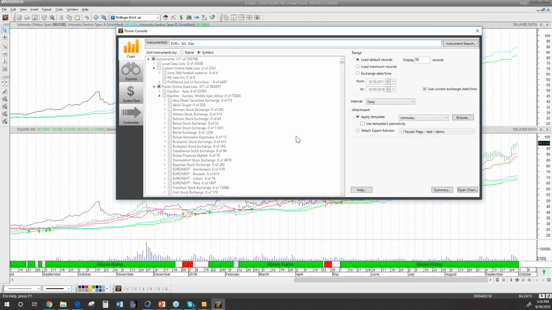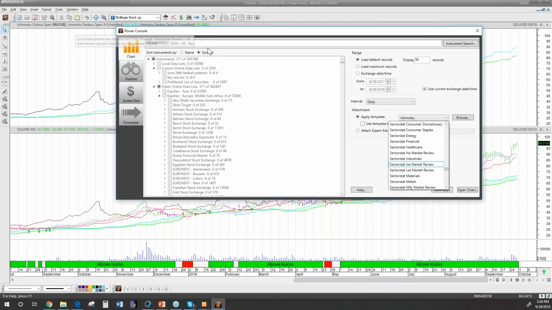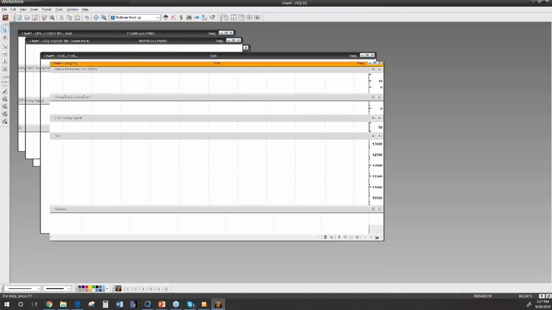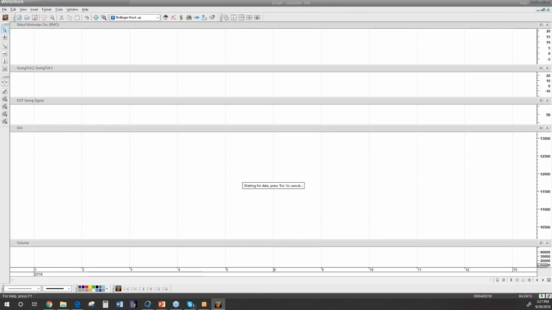Okay, so we'll open up these 3, and what I'm going to do is apply the template. The template you're going to want to apply is the RMO trade model. Oh, let me throw in the Dow for good measure, DIA. The template's just a collection of indicators and an expert advisor. The one I'm looking for is RMO trade model. You'll see there are a lot of different templates in here and a lot of different ways to look at things. Let's go ahead and do the RMO. Let's open up the charts for me.